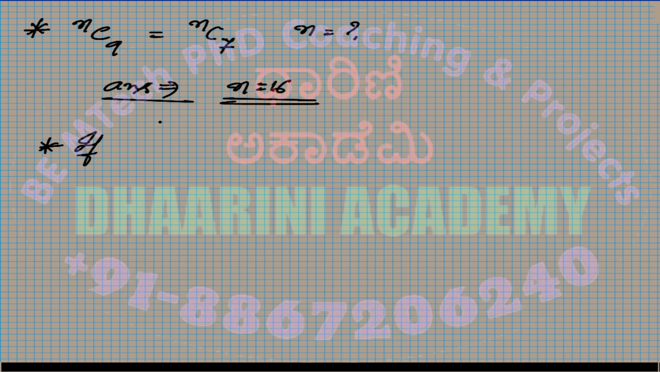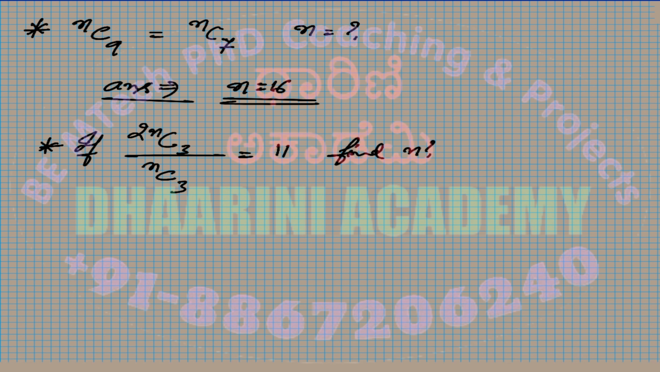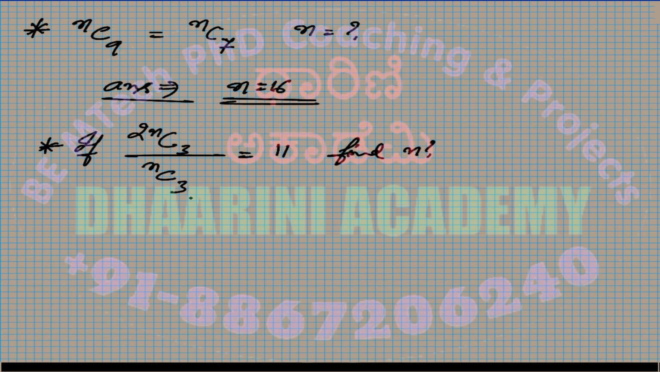If 2nC3 divided by nC3 is equal to 11, find the value of n is the question. We'll start from what is given.